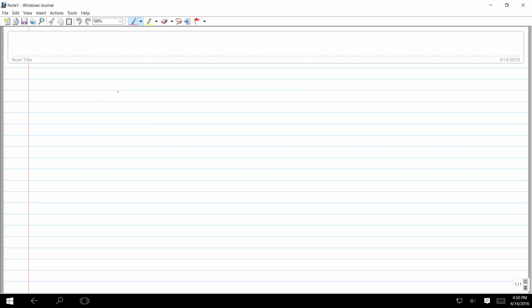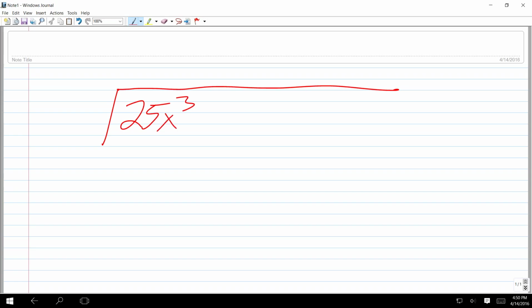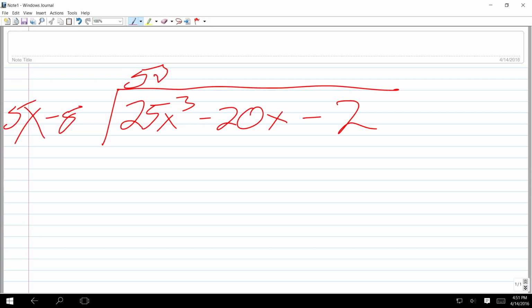What's the problem again? It was 25x cubed, I remember that. Minus 20x minus 2. And we were dividing by... And then we had a dummy variable in there as well. Right. But we were dividing by what? 5x minus 5. So the very first term was 5x squared. Right.